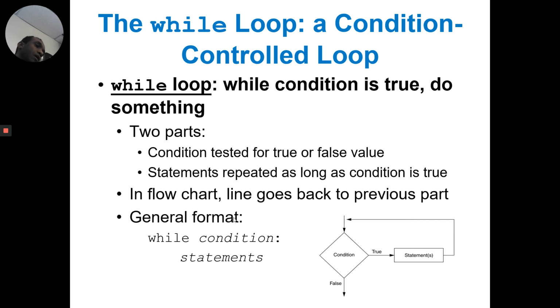Okay. So a while loop, while a condition is true, do something. So two parts: the condition tested for a true or false value, and then statements repeated as long as the condition is true. So in a flowchart, a line goes back to the previous part. The general format is while condition statement. So here you have the condition. If it's true, keep going.